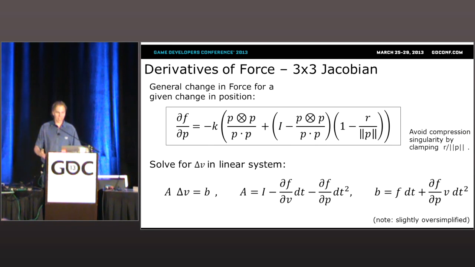Now you do the same thing to get change in force for change in velocity, because that's some more derivatives you need. And then you have all these things, and you can put them in the linear system. I don't have time to go into all the algebra and details, but essentially you've got one of those big matrices, AX equals B, where X, the unknown, is now delta V. A is sort of identity minus that term and so on, and B is the other vector.